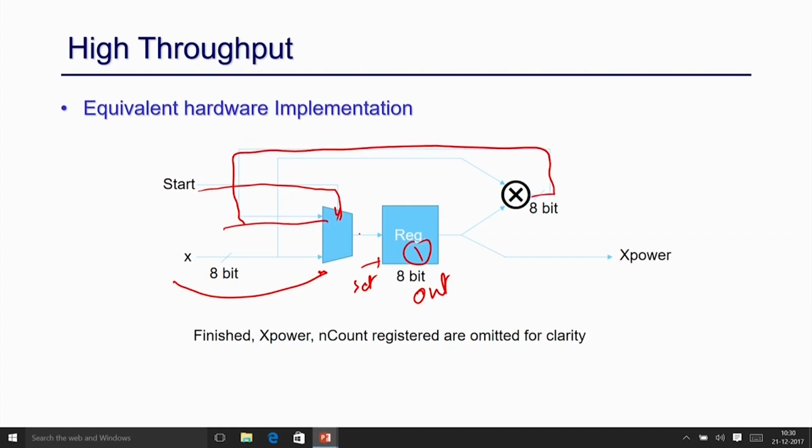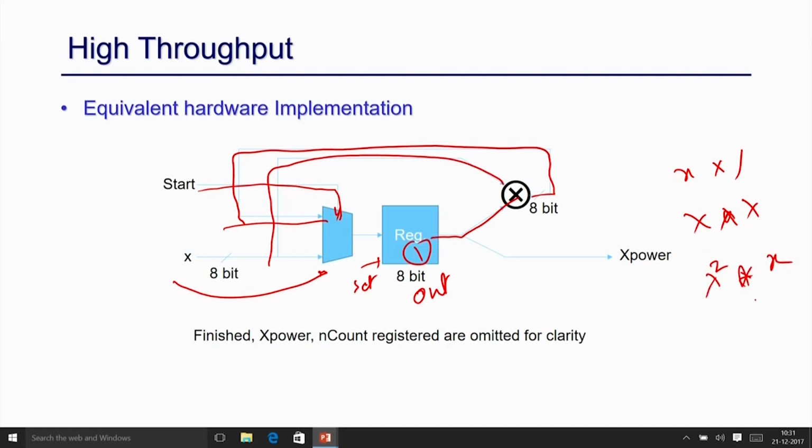After start, x will come. In the first clock it is x into 1, because x is going here and this is 1. Then in the next clock, it stores back, so x into x becomes x square, and then you multiply again by x, so it becomes x cube, right. This is how the iterative algorithm works, and it needs 3 clock cycles to complete.